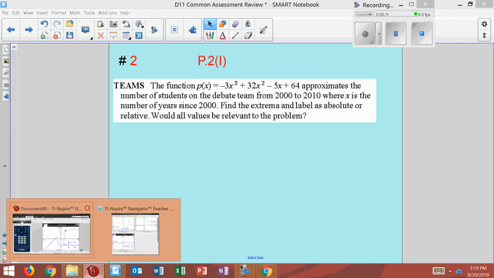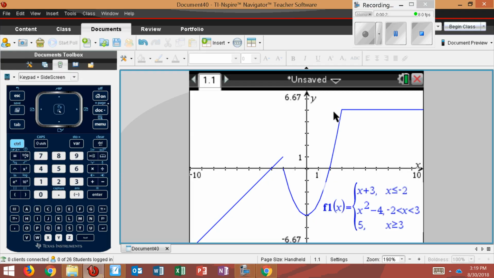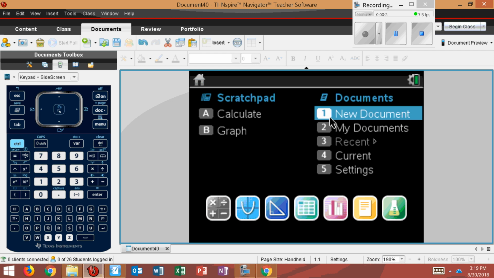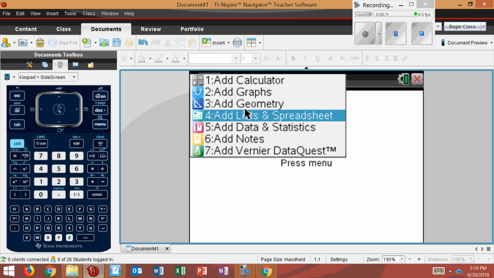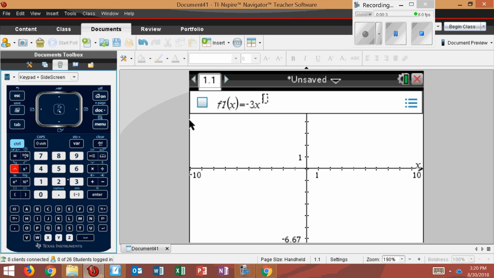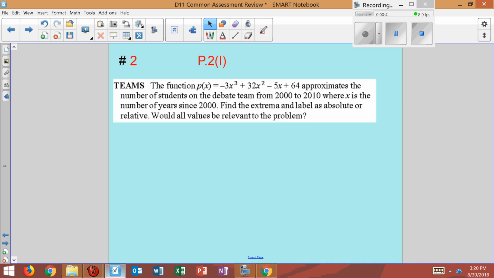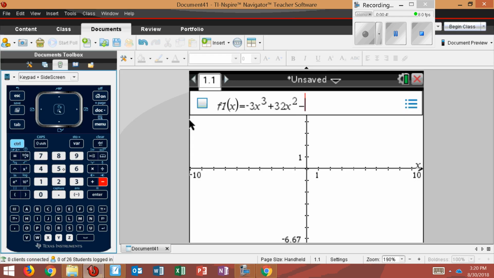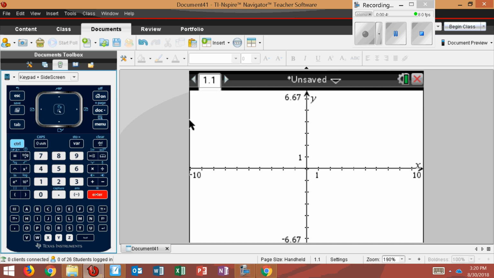So let's go to the graph here, and we'll type in our equation. The graph says that we're looking at negative 3x cubed plus 32x squared minus 5x plus 64. And I'm going to graph this.